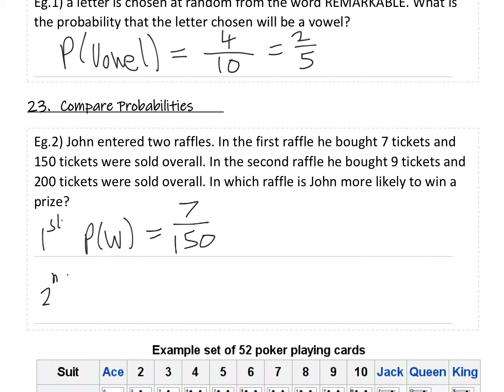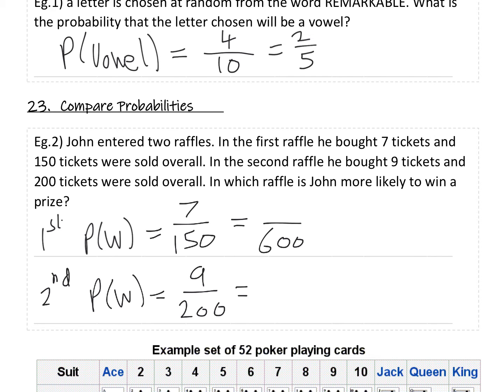If it's the second raffle, the probability of him winning is 9, because there's 9 tickets he got, so 9 successful outcomes out of a total of 200 outcomes. Now from there, which one's more likely? To compare fractions, we need a common denominator, which would be 600.